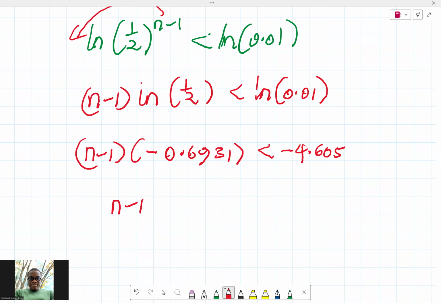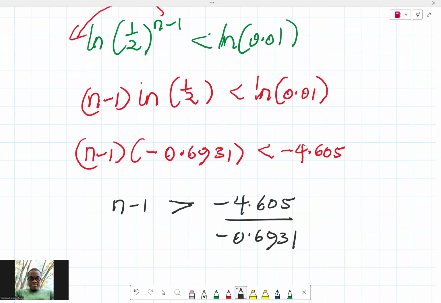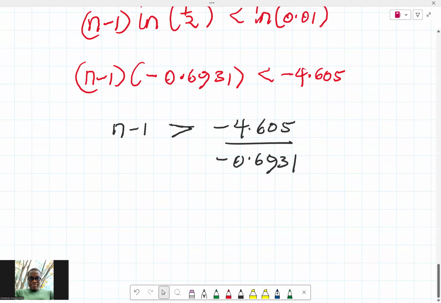So you have n minus 1 is now greater than, I want to change the marker color here to show that we are doing something strategic. n minus 1 will be greater than minus 4.605 divided by minus 0.6931. Because we are dividing by a negative, the inequality changes. If you punch your calculator for this, you get n minus 1 greater than roughly 6.64.